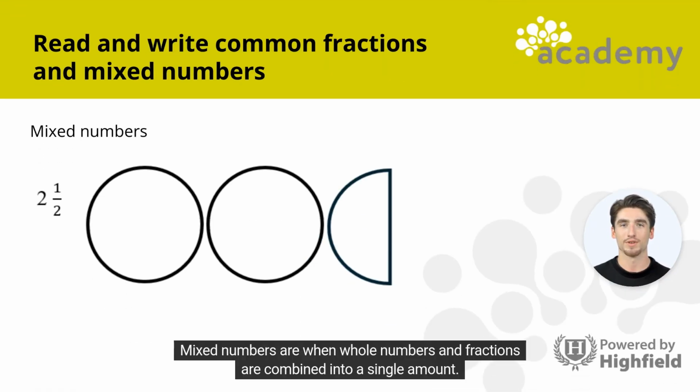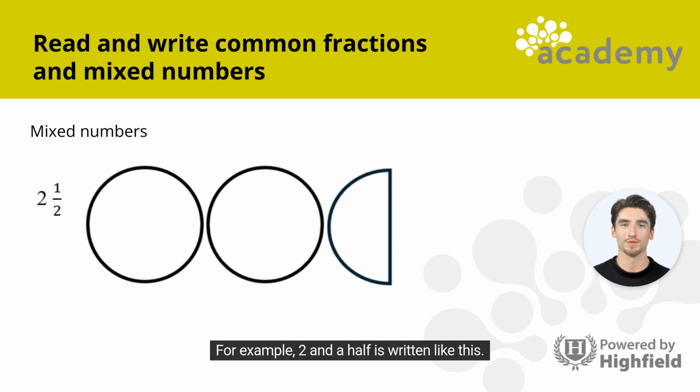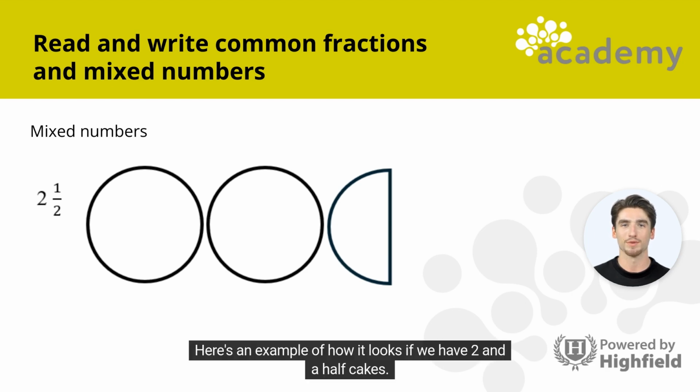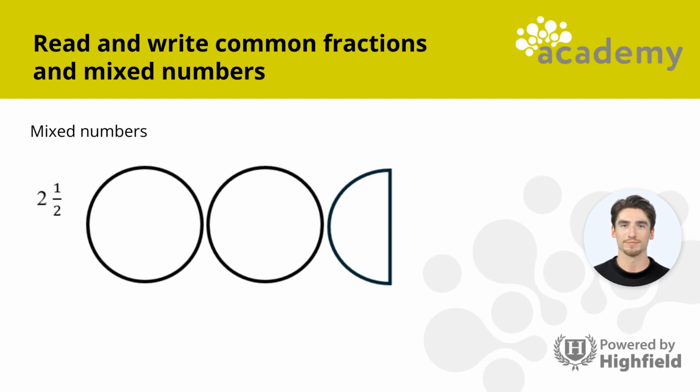Mixed numbers are when whole numbers and fractions are combined into a single amount. For example, 2 1/2 is written like this. The bigger number on the left shows the whole number and the rest is the fraction. Here's an example of how it looks if we have 2 1/2 cakes.